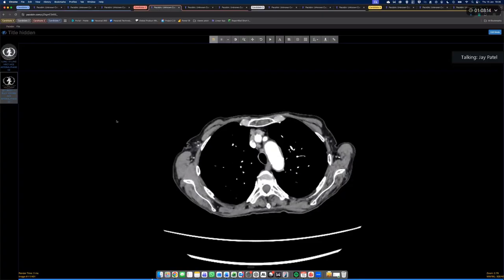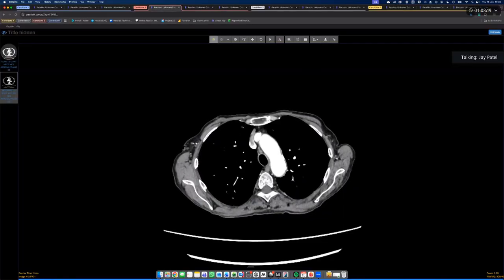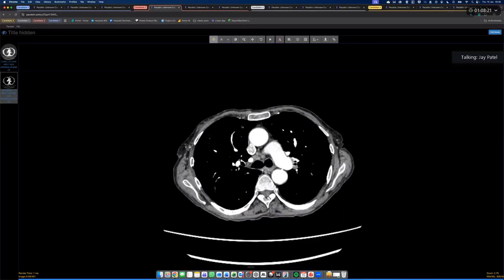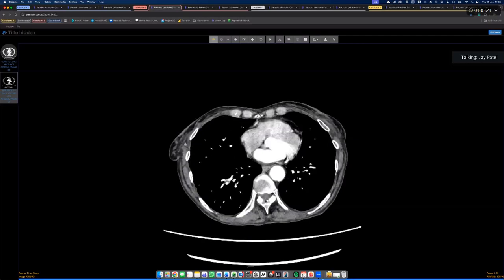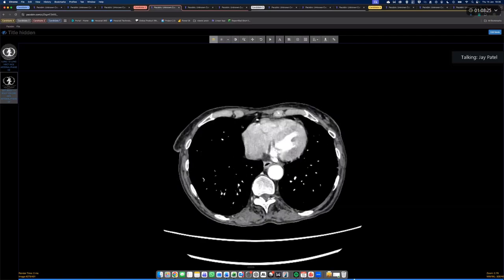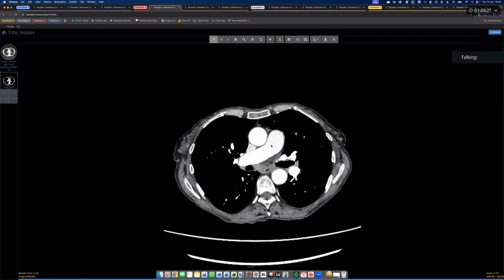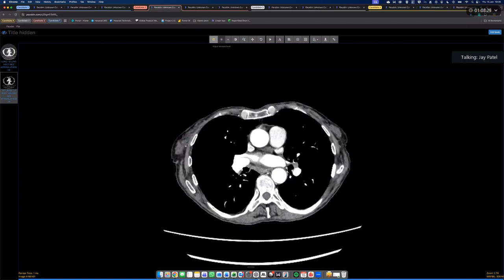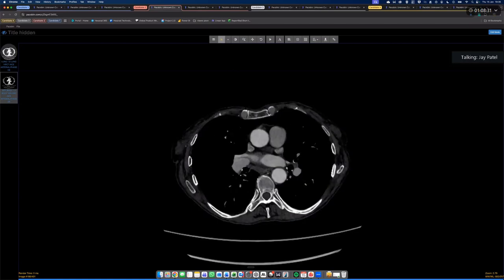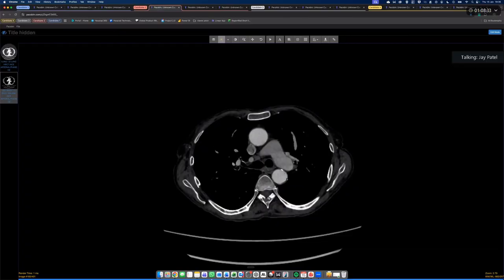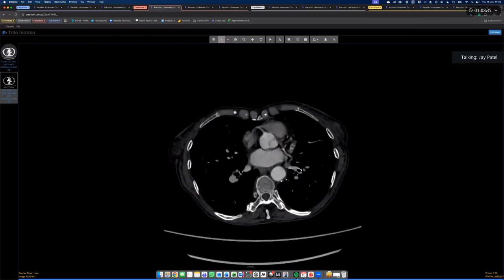Thank you. And I'm looking at the internal mammary distribution. I can't see any nodes here. Again, there are no pleural or pericardial effusions. Just windowing down to look at the central vessels, there's no large pulmonary embolus within the central part of the vascular tree that I see.